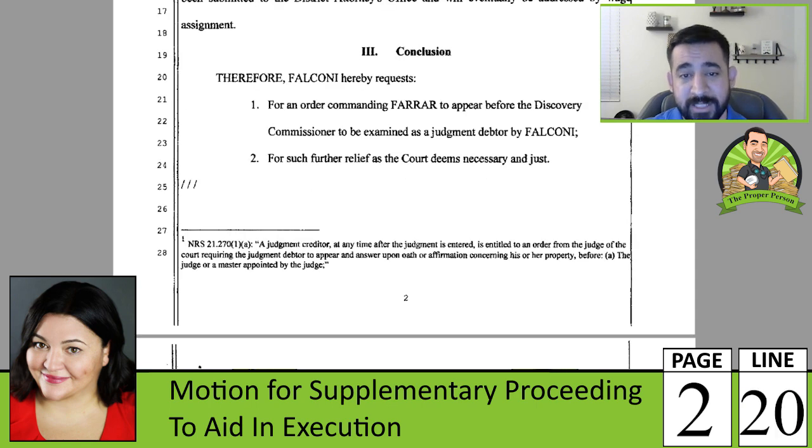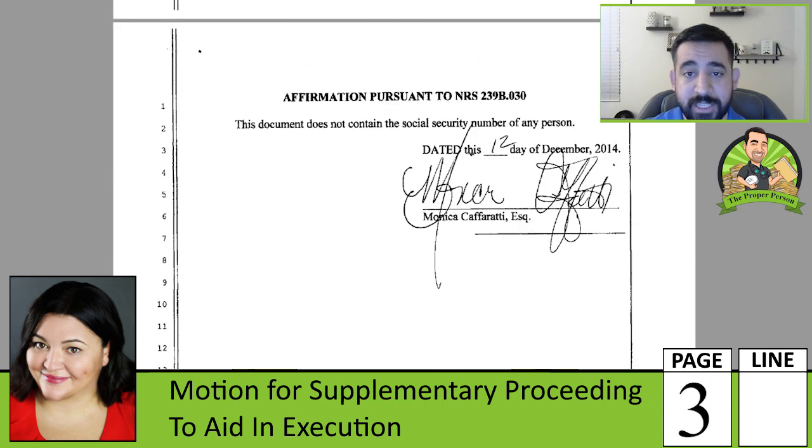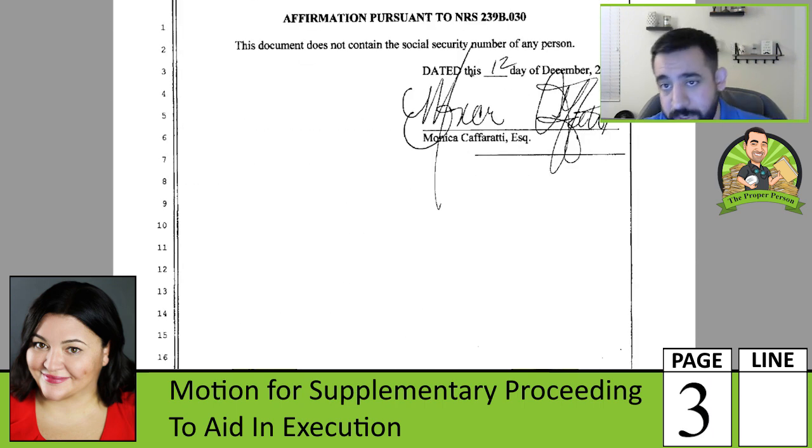Conclusion. I am hereby requesting that the court command my ex to appear before the Discovery Commissioner to be examined as a judgment debtor. Next assertion, or actually I think that's it. Yep, we go into the affirmation pursuant to the law, indicating this document does not contain a social security number.